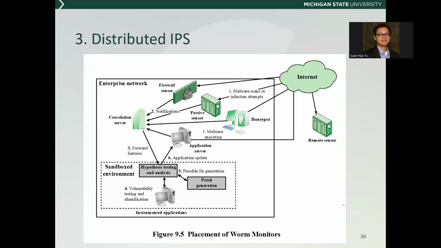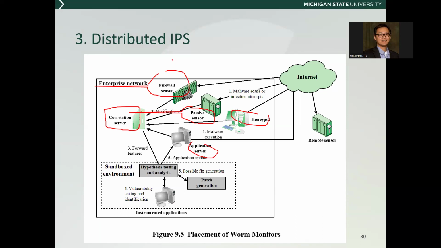So here is the distributed IDS. This slide will leverage most of the information I introduced previously. Here is a firewall. We have a passive sensor, which means NIDS. We also have a honeypot, and we have a correlation server, and we have an application server that executes the malware.